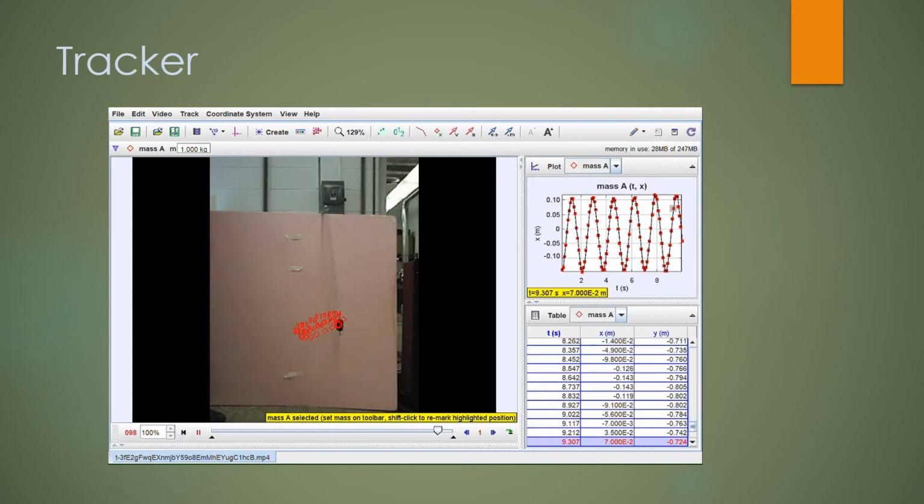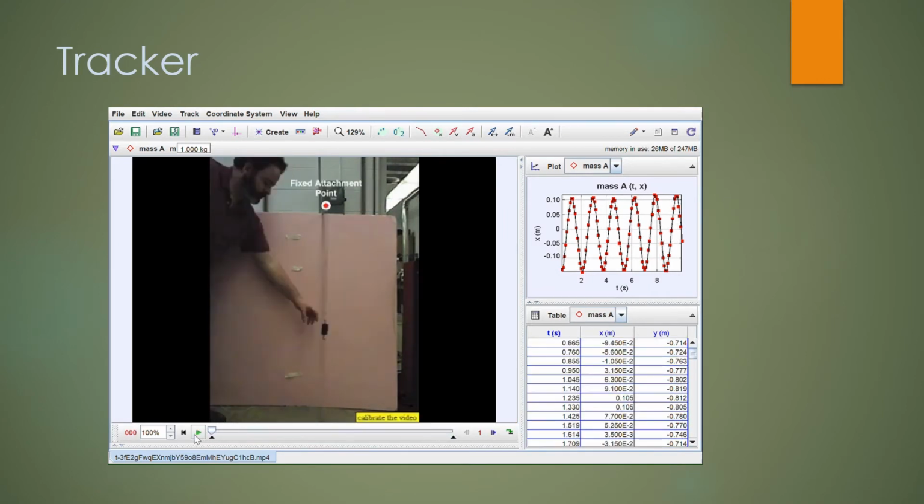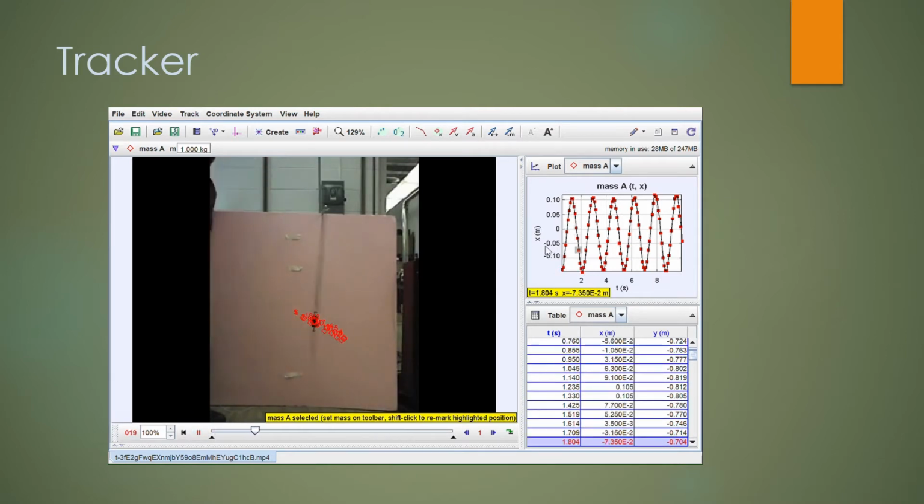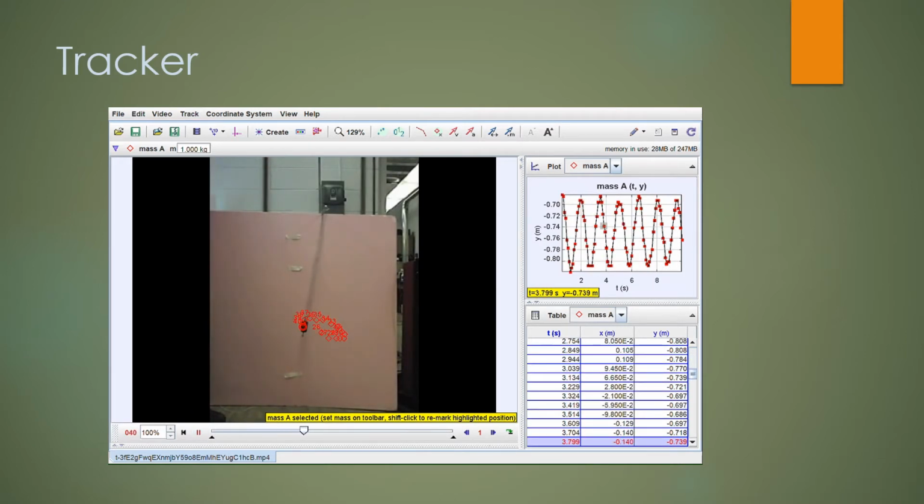Once the video starts again, you can see that a different graph is created, the y position versus time. The graphs look slightly different. The motion through the graph is still the same, but the starting points are very different.